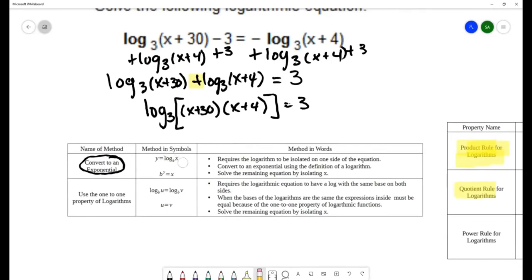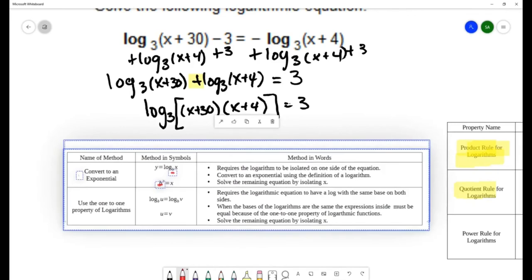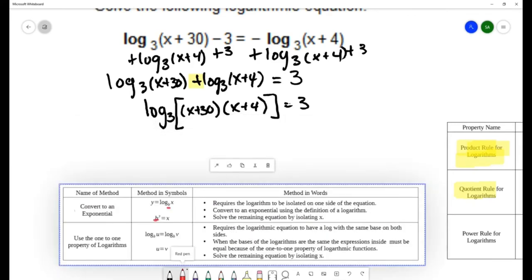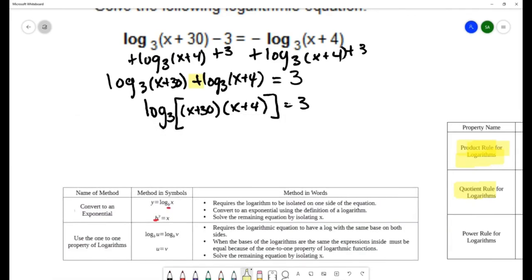So we want to follow this pattern to convert to an exponential. Notice that the base of the log is the base of the exponential. So for our example, the base will be 3.